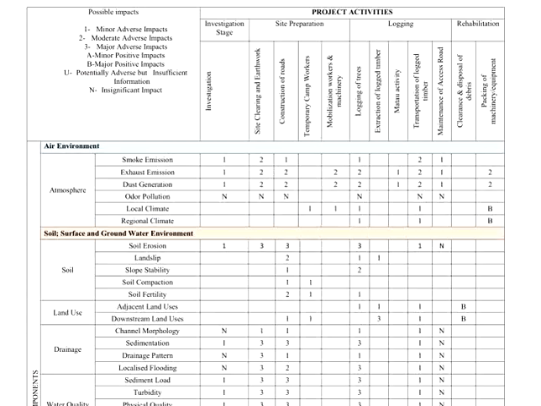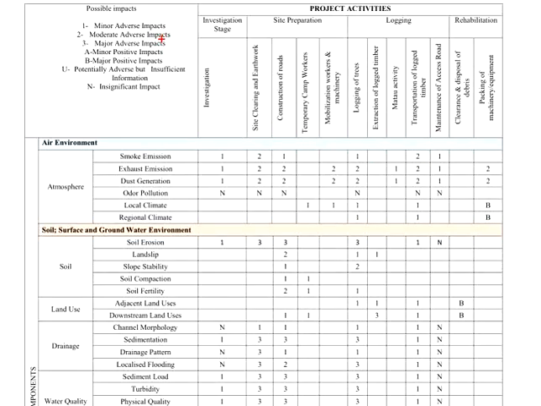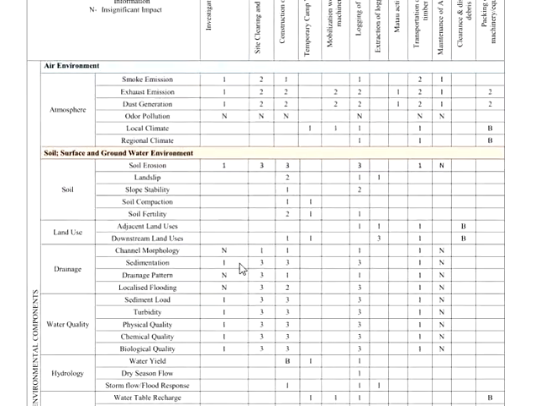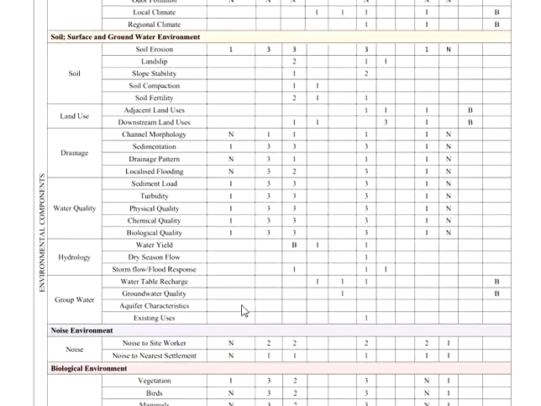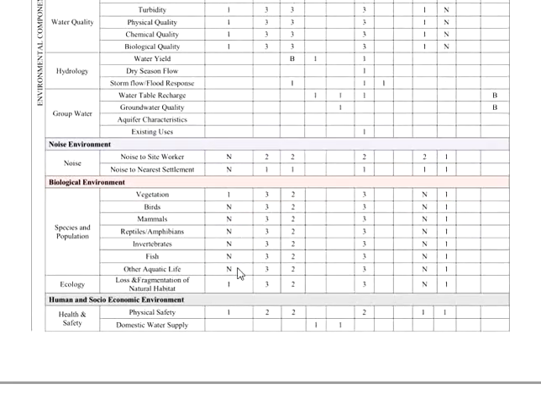Now let us talk about how to read this EIA matrix. Taking the first project activity here, this is related to the investigation stage. That means before the commencement of the project works. The investigation is checked against the environmental components. It seems that most of the impacts are relatively small and negligible.